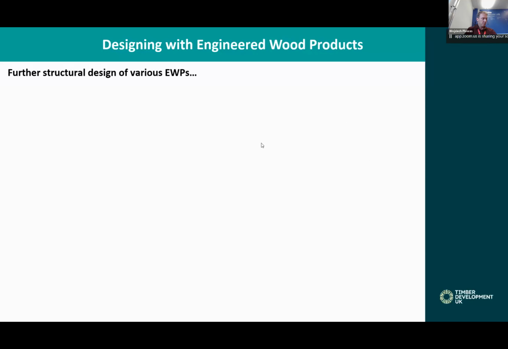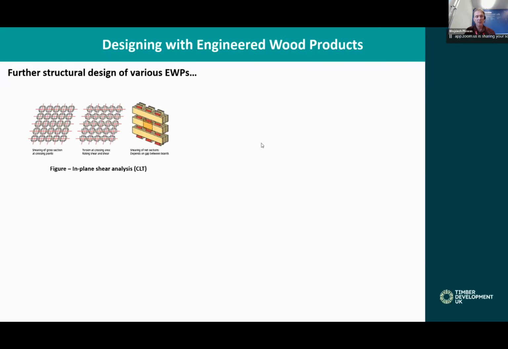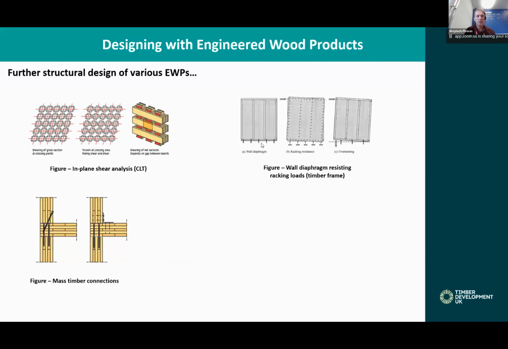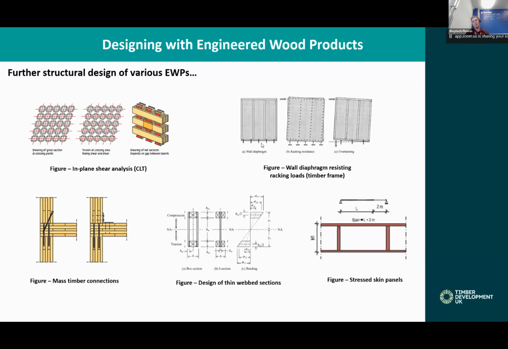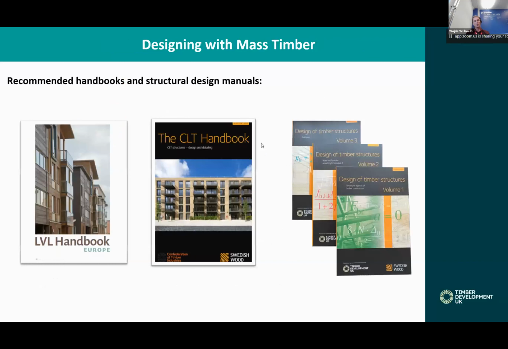So we had quite big ambitions about what to show you when talking about the design of engineered wood products. There's a lot that I was not able to cover, like in-plane shear analysis, mass timber connections, thin web joists, composite sections, or stress skin panels. There are quite sophisticated ways of designing these elements. Obviously, because of the limited time, I was not able to do it, but what I am able to do is refer you again to the literature. I can't recommend this enough. Please have a look if you want to learn more about structural design of engineered wood products.